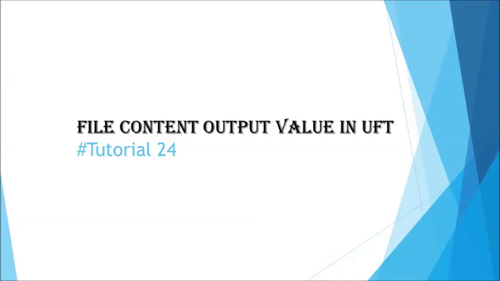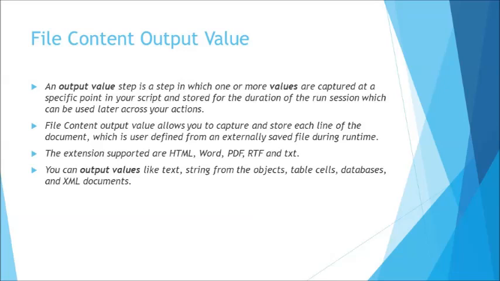Today we are going to understand a new topic on the output value itself, which is the file content output value. Just like any other output value, this is also going to help you extract certain information from the document, but here the range would be really high or large enough when you talk about documents. When you say file content checkpoint, we remember the extensions from the checkpoint session.